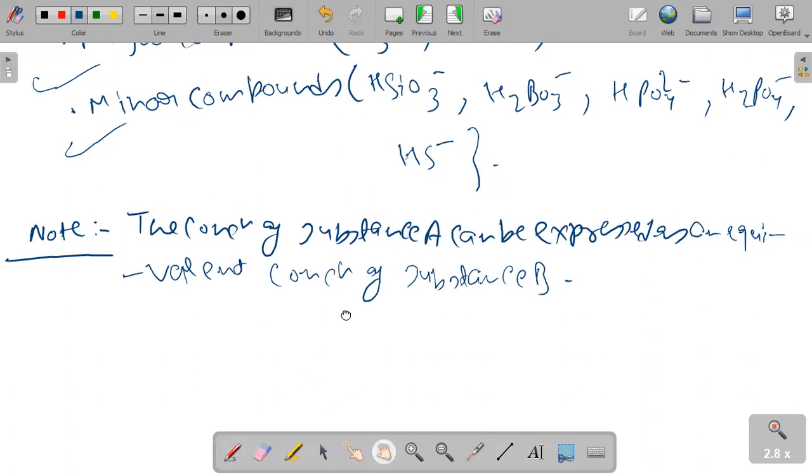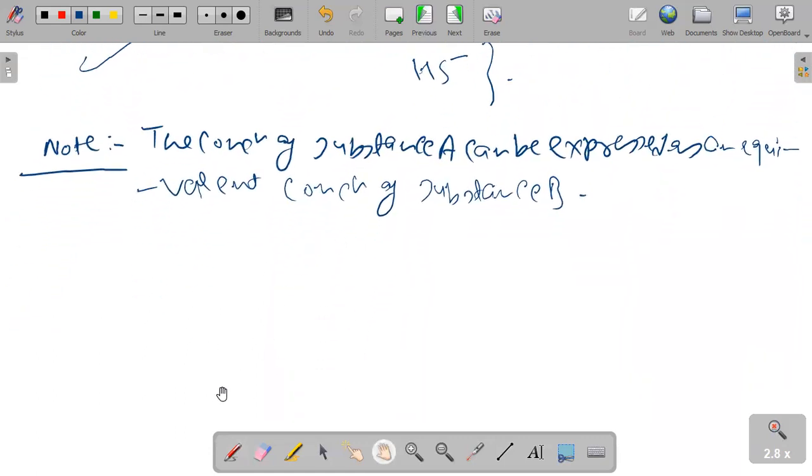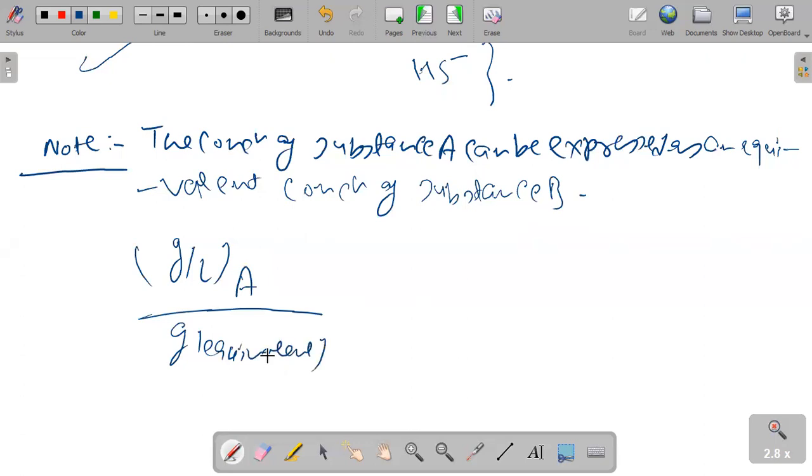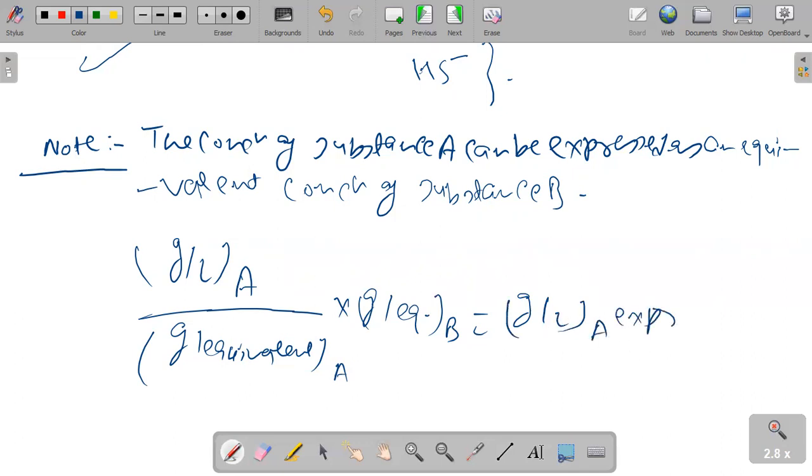In numerical form, we can say that grams equivalent per liter of A times grams equivalent of B can be expressed as grams per liter of A expressed as B. So this thing is written in mathematical form.